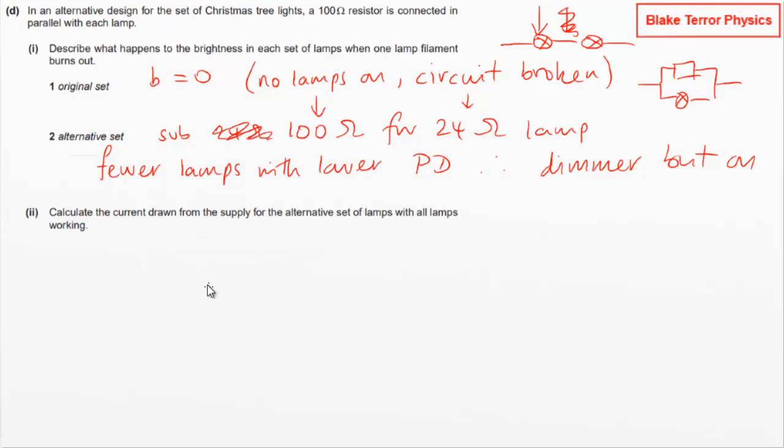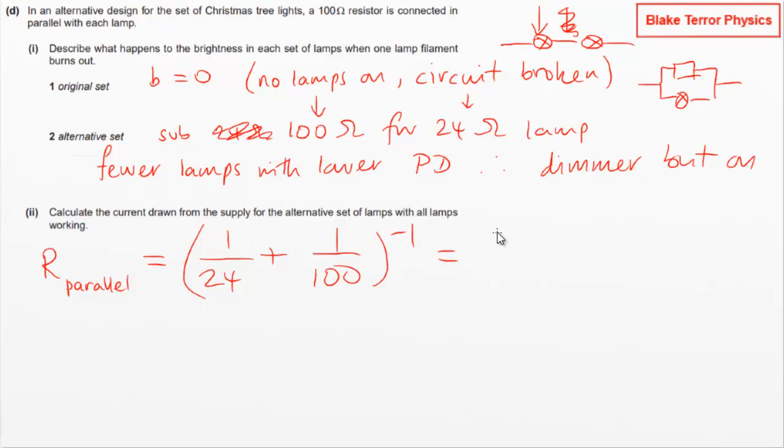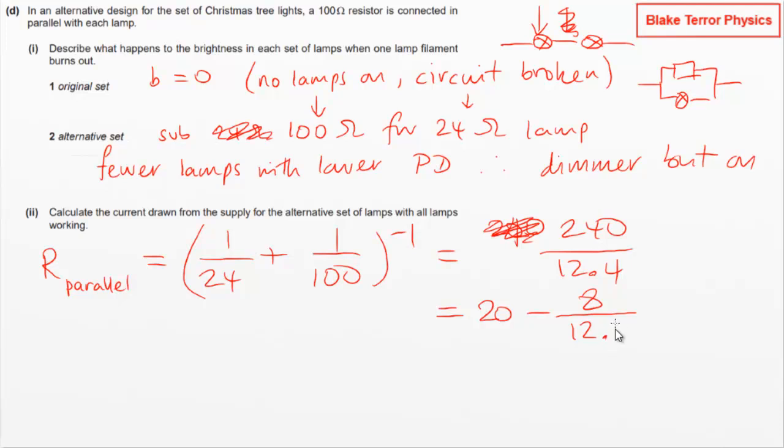So in this case, for all lamps working, we want to get the resistance of a parallel pair. So that would be 1 over 24 plus 1 over 100, all to the -1. If we put that all over 240, we'd have 12.4 over 240. Let's write that again, 240 over 12.4, just doing our fractions and then flipping those over. If we had 20 of them, we'd have 248. So that's going to be 20 minus 8 over 12.4, which is 20 minus 2 over 3.1.